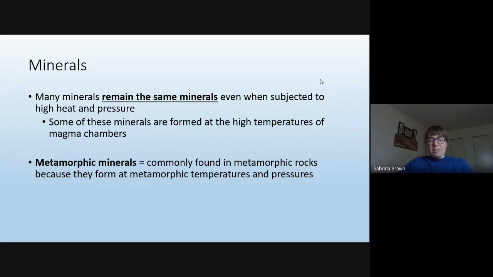But the thing I want you to know is that we do have a certain class of metamorphic minerals, which are commonly found in metamorphic rocks because they form at metamorphic temperatures and pressures. So we have this special class of minerals that are related directly to metamorphic rocks because they form in this nice metamorphic Goldilocks place of high temperature and pressure.